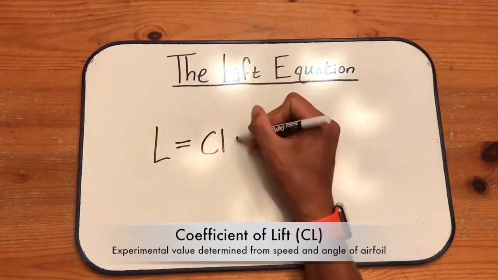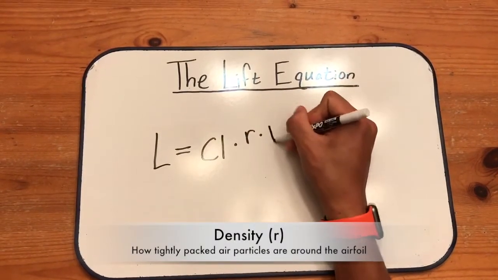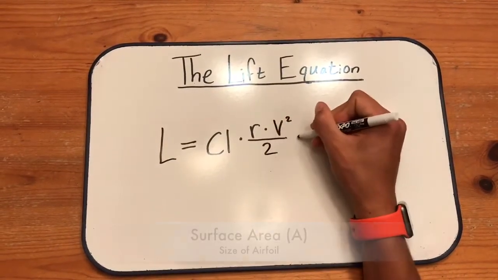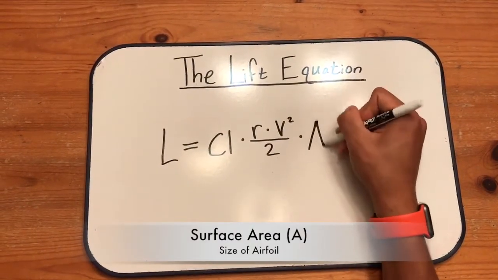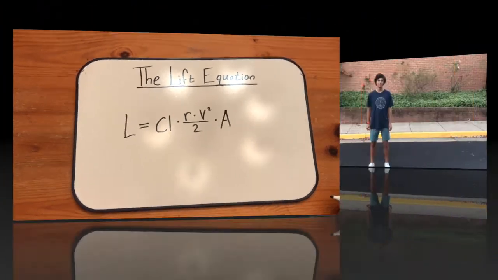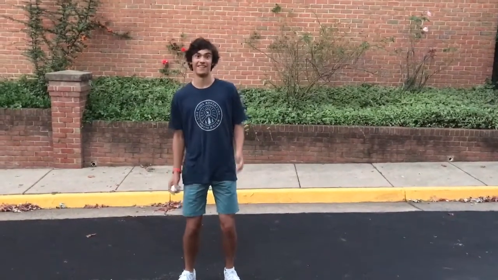The equation is the coefficient of lift times the density times the velocity squared divided by 2 times surface area. Note that with velocity squared, even a small change in speed will have a large effect on lift. Now that equation may seem complex, but let's break it down.